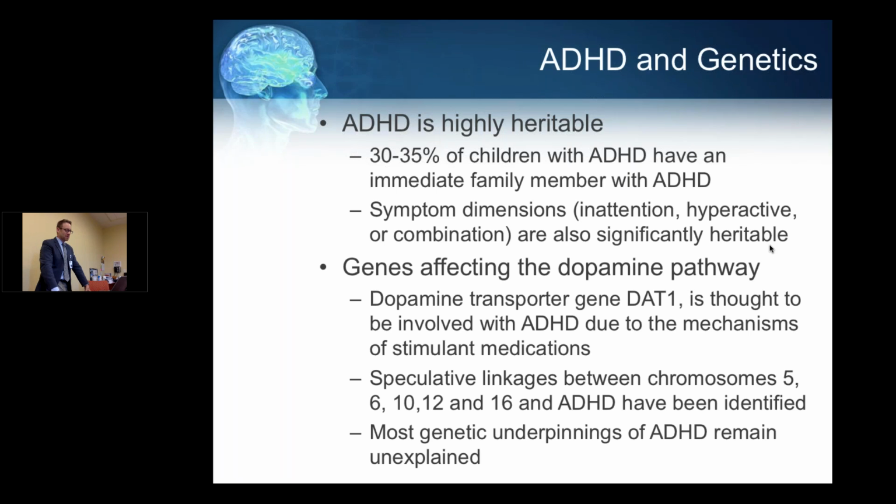Genes affecting dopamine, there's the DAT1 gene, which is the dopamine transporter gene. It's directly tied to it. But we also have linkages to chromosomes 5, 6, 10, 12, and 16. We don't exactly know how or why, but we know there are chromosomes and genes directly tied to it. Frankly, it runs in families.